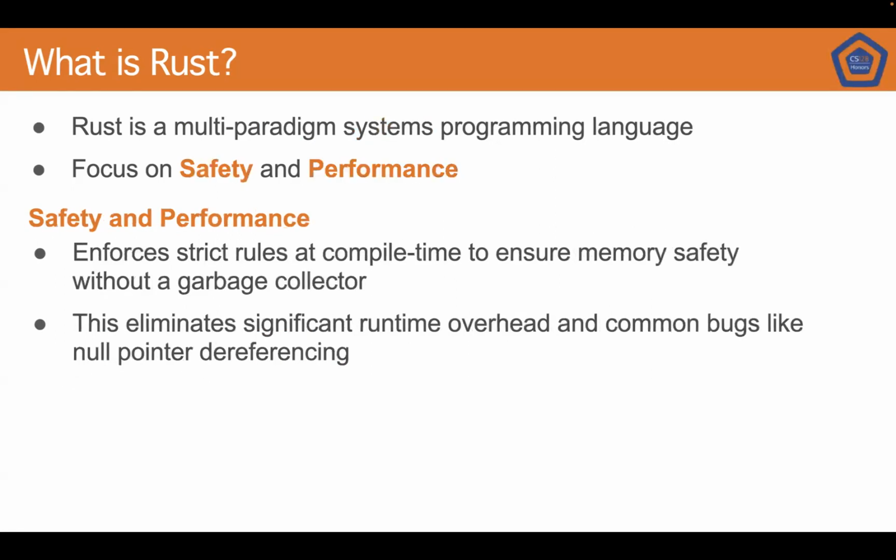Okay, so as I mentioned in the previous slide, Rust places a lot of emphasis on performance. However, it does so while also being incredibly memory safe. Rust enforces strict rules at compile time to ensure memory safety, all without the need of a garbage collector. How Rust does this exactly is something we'll get into in a later lecture, but all you need to know now is that these rules and the lack of a garbage collector allow Rust to be extremely efficient by eliminating significant runtime overhead, while also avoiding common bugs like null pointer dereferencing that are found in manual memory management languages like C.